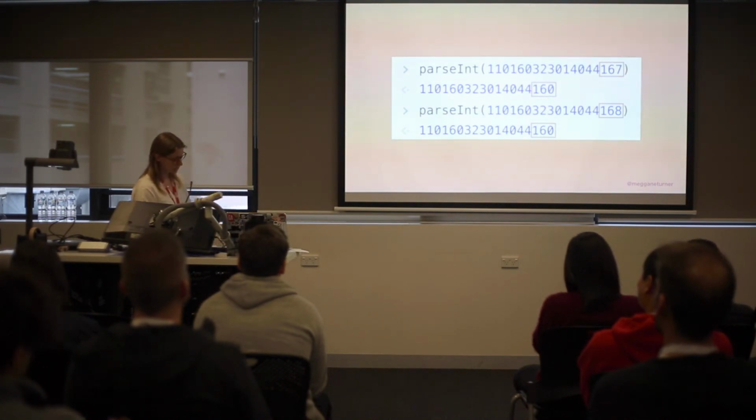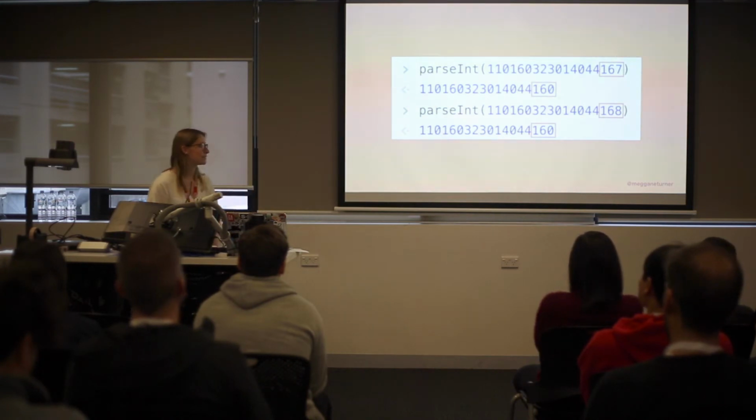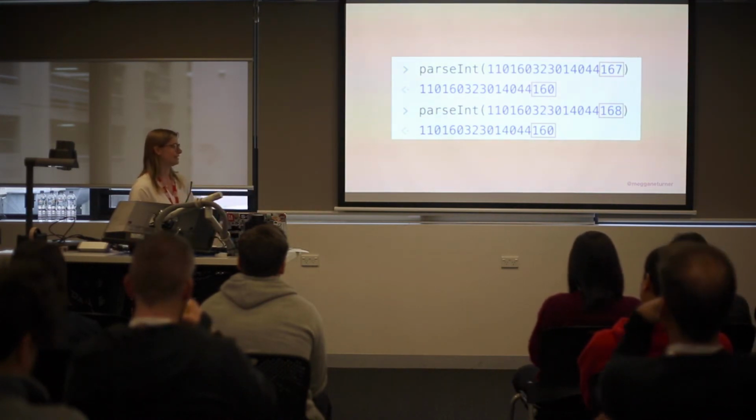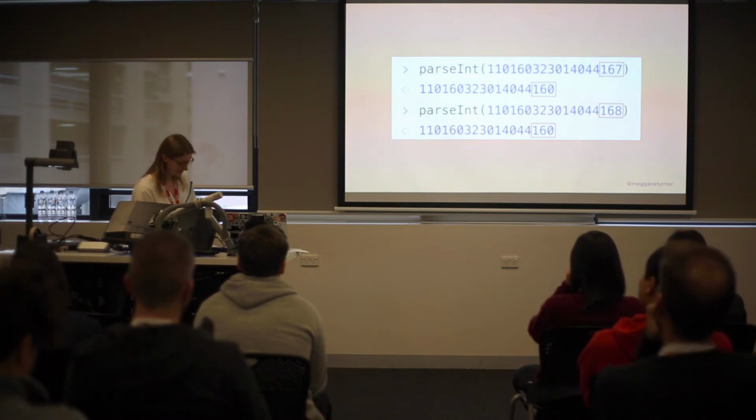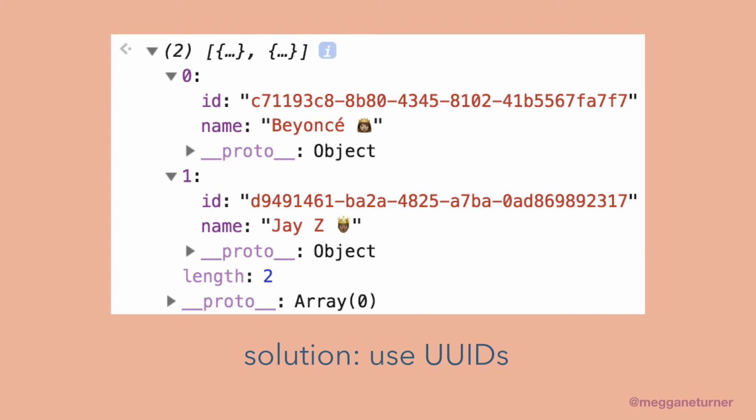So this was a problem, because we were using incremental IDs, and they were really likely to duplicate. But we weren't getting any bugs coming through. They were just kind of a silent error until we noticed that everything on the page was not correct. So our solution was to use UUIDs.